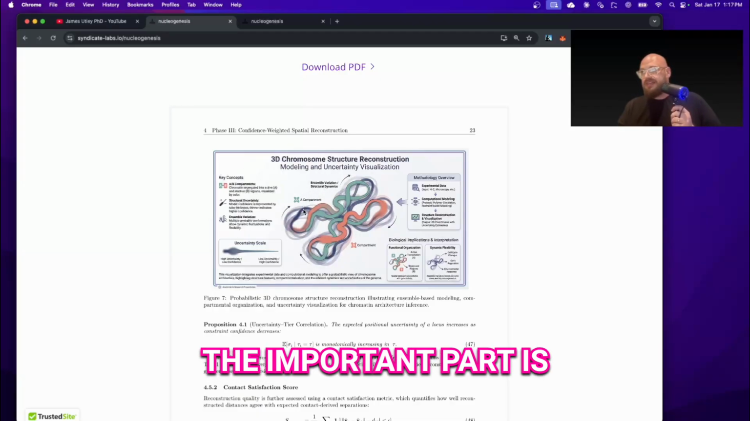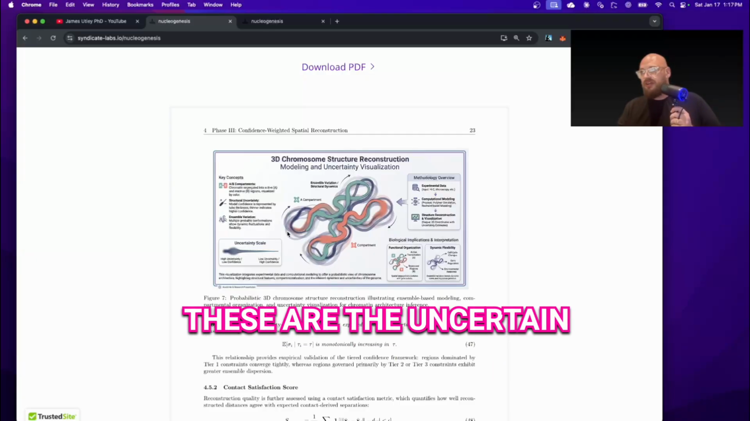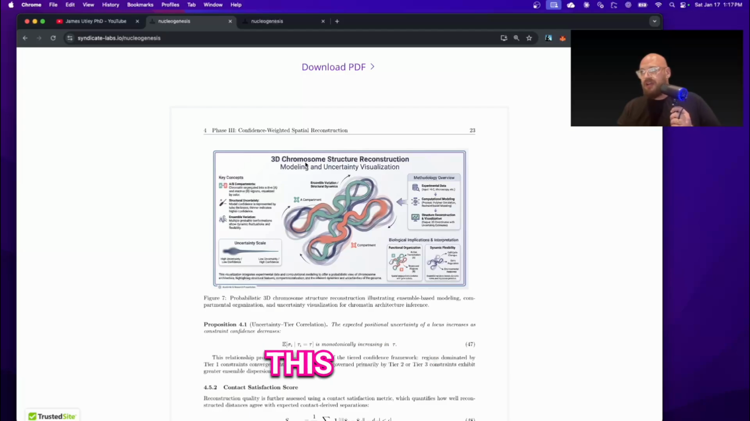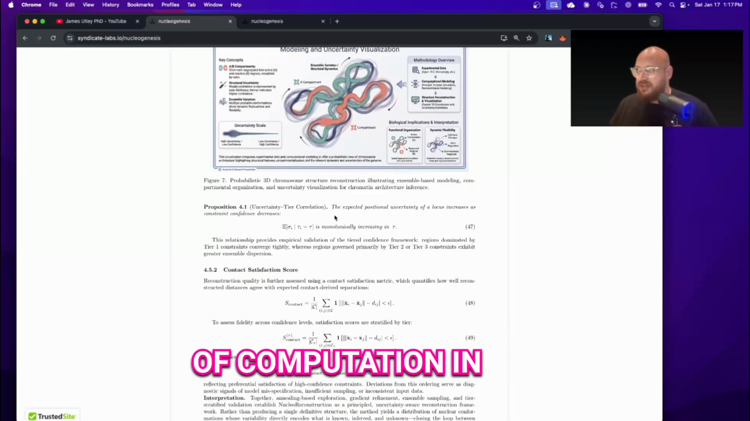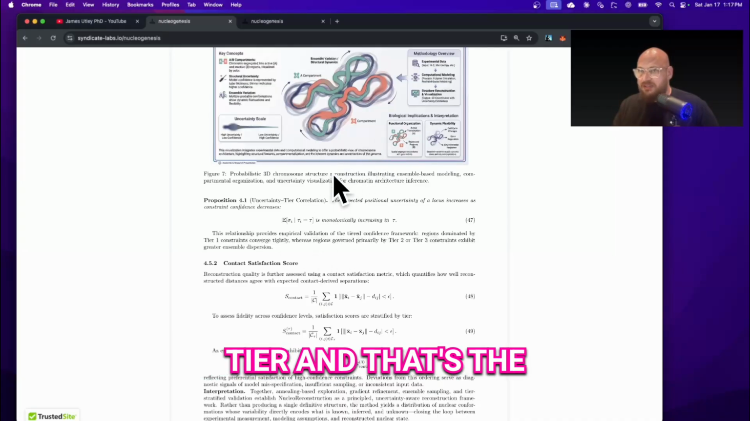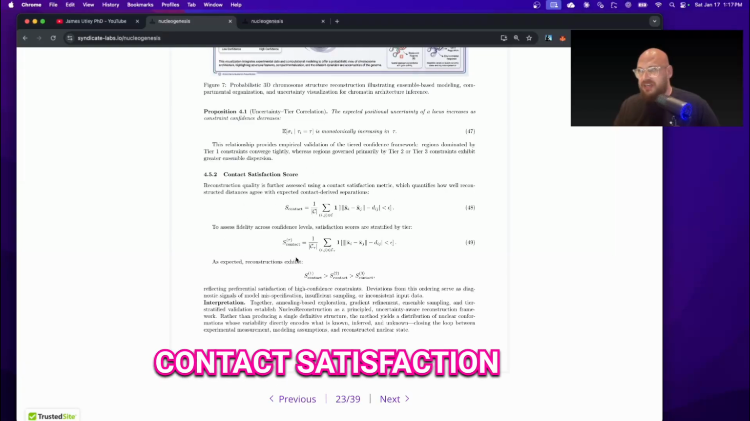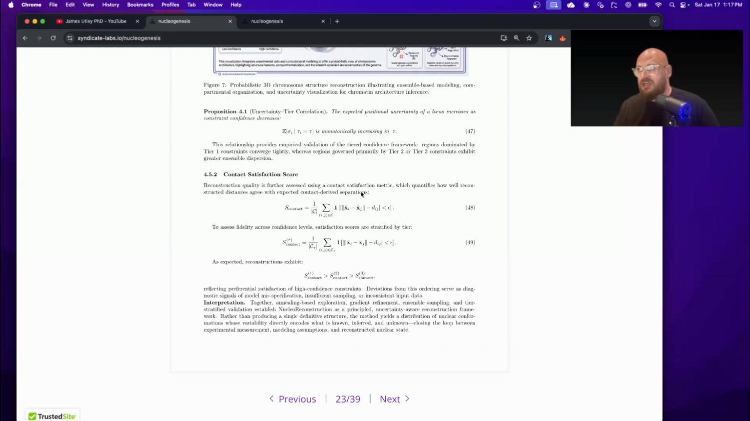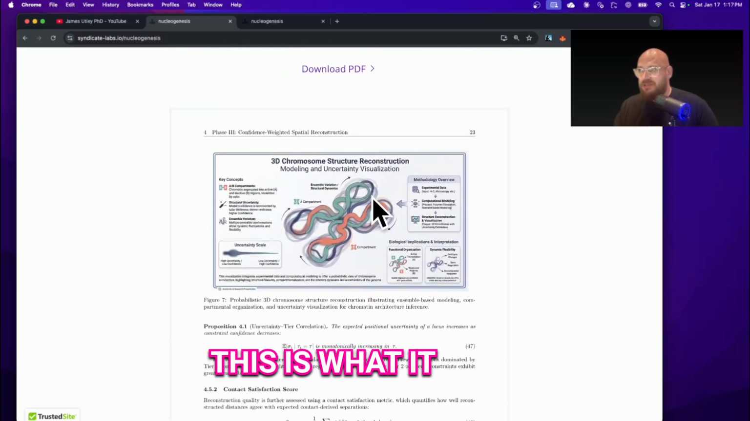And that gives you a way to visualize it. Now, the important part is that you have these uncertainty scales. So if you see, these are the uncertain areas, this blur and this variation, which is a reminder that there's a computation model, like there's just a lot of computation in here, right? And so there's an uncertainty tier, and that's the correlation between the uncertainty tier. So now we have this proof here that looks at the contact satisfaction score. So reconstruction quality is further assessed using a contact satisfaction metric, which quantifies how well reconstructed distances agree with the expected contact derivative, right? And essentially, this is what it means, the uncertainty scale.